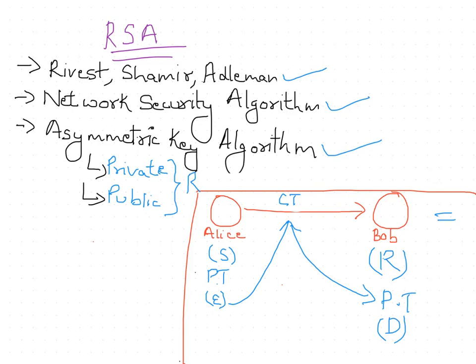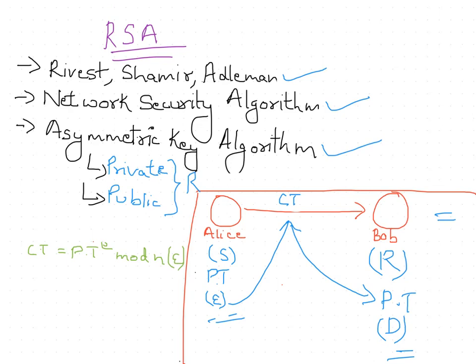RSA works with this encryption and decryption technique. First I'll write the formula used for encryption in RSA and then the formula for decryption. In the encryption process, the ciphertext is created using plain text raised to the power of E mod n. This is the encryption process that happens on the sender side using RSA.